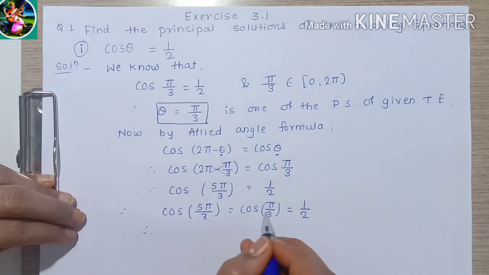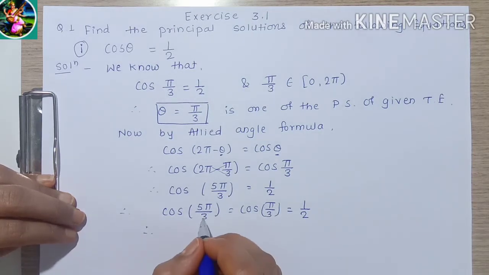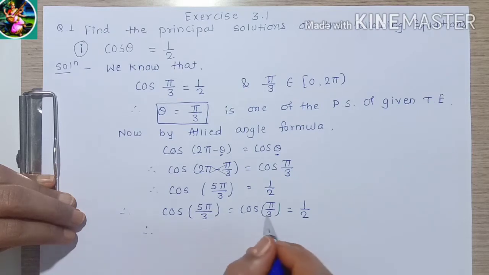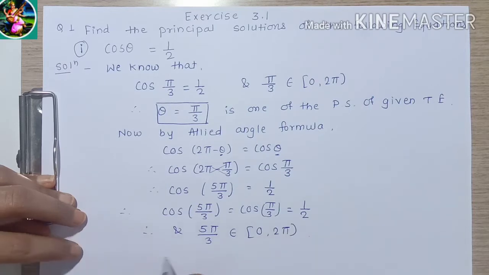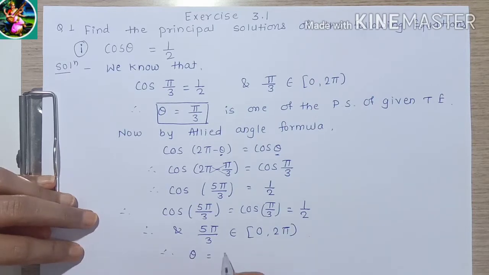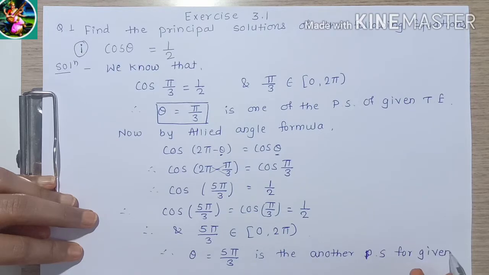Both the values, pi by 3 and 5 pi by 3, both the cosine values are 1 upon 2, and 5 pi by 3 lies between 0 to 2 pi. Therefore, theta is equal to 5 pi by 3 is the another principal solution for the given trigonometric equation.